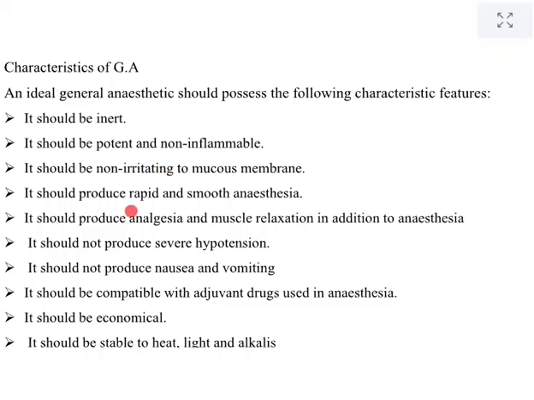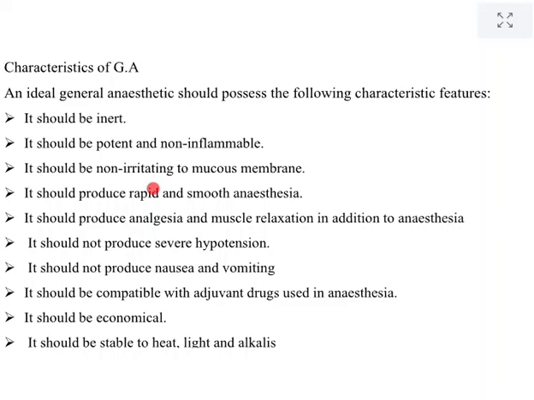It should produce rapid and smooth, very rapid and very smooth anesthesia. And that's why, if you have gone to theater, they ask you, what is your name? Or count 1, 2, 3. Even before you finish counting to 3, you are gone. Even before you finish saying your name, you are gone. So you're saying rapid and very smooth.